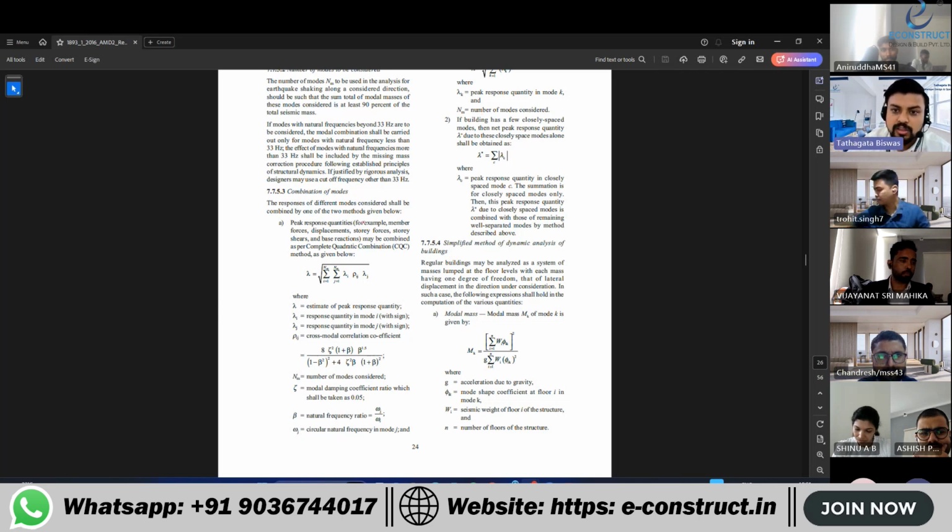Which will actually give you the effect of the coupling moments between these two modes, how the coupled behavior is happening, right? How these two modes can work together in order to explain the behavior of the structure. So the effect of this extra moment will also be taken over here under the modal case. If you make it CQC, it will give you that effect, in the modal case and also in the response spectrum case.